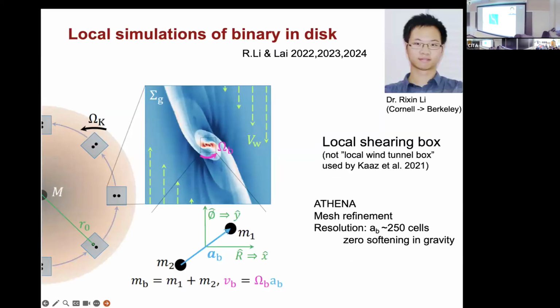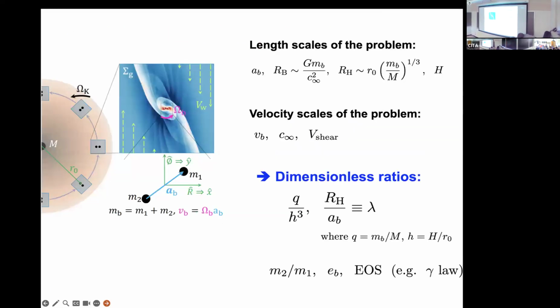We have been doing this shearing box calculation in 2D. People are now doing 3D, but it's a 2D problem. Go to the rotating frame, and you can do the shearing box calculation. It looks like there are several length scales and velocity scales, but it turns out there are really only two dimensionless ratios. One is the ratio of the Hill radius divided by the orbital separation. That certainly should be greater than 1. Another one is this.